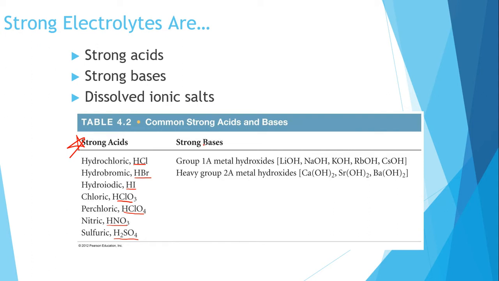Strong bases also make strong electrolytes, so any group 1A metal, things like lithium, sodium, potassium, rubidium, and cesium, if combined with hydroxide, makes a base. Also, heavy group 2A metals, and heavy means they're located further down in their group. Things like calcium, strontium, and barium are going to also be strong bases.